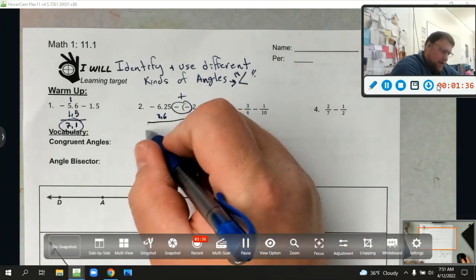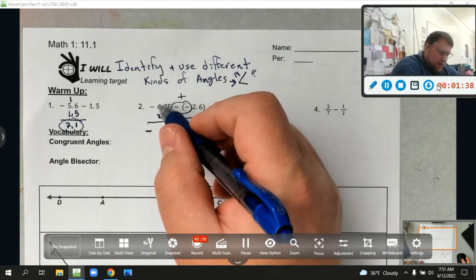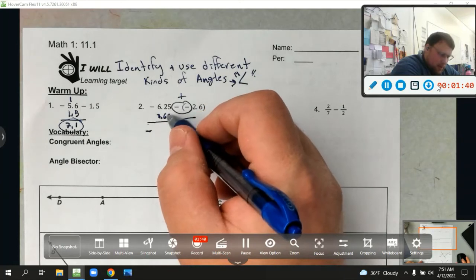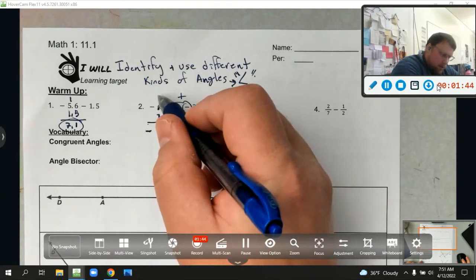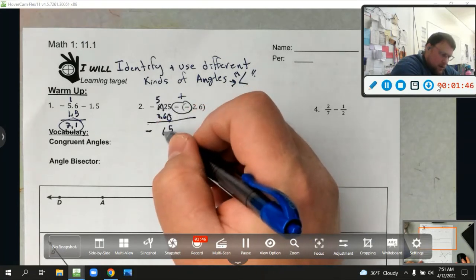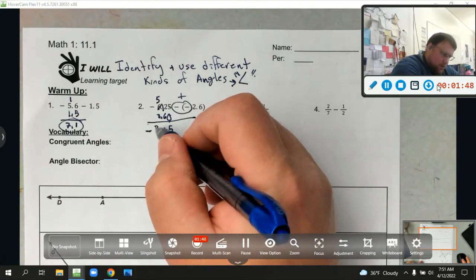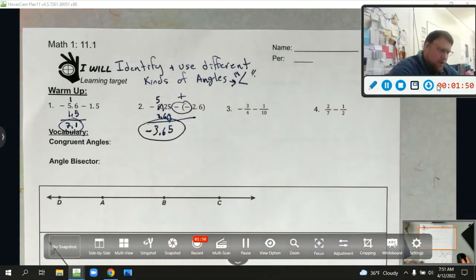And I know it's going to be a negative answer because it's more negative than not, but let's see. That is 0, 5 minus 0 is 5. Got to borrow 12, make that a 5. That's 6, put my decimal point, 5 minus 2 is 3, boom. Just remember how to do that good stuff.